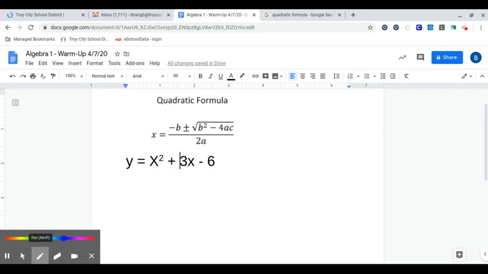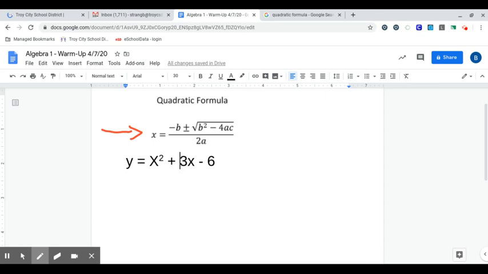All right, so for today is a warm-up problem for April 7th. We're going to do the quadratic formula. So solving this, finding the roots or the zeros using the quadratic formula. You'll see I put the quadratic formula above. It's negative b plus or minus the square root of b squared minus 4ac, all over 2 times a.